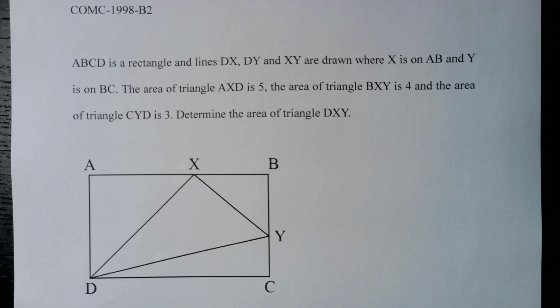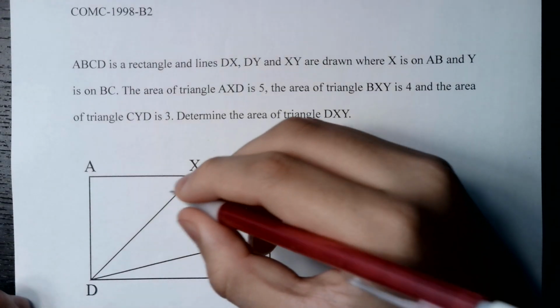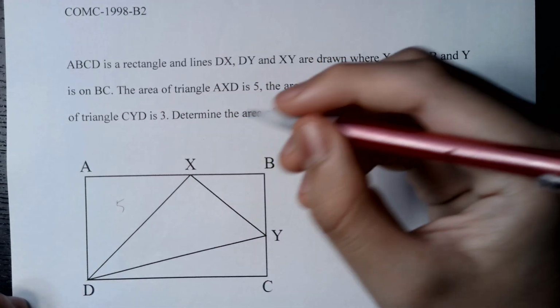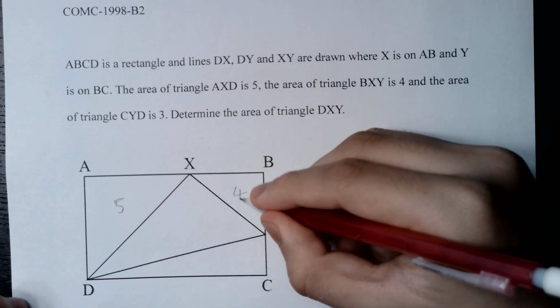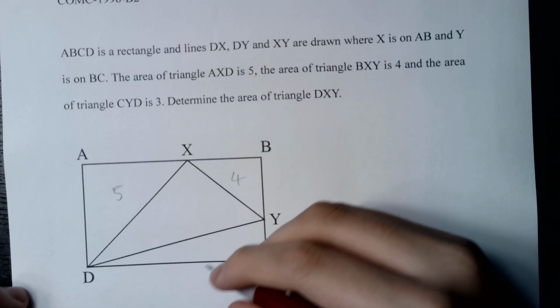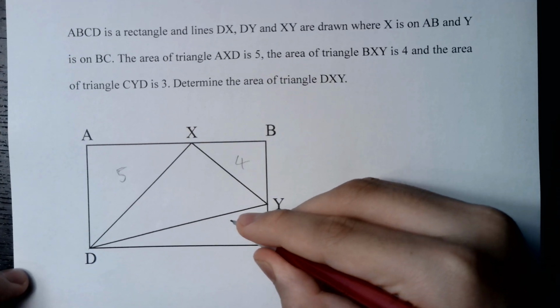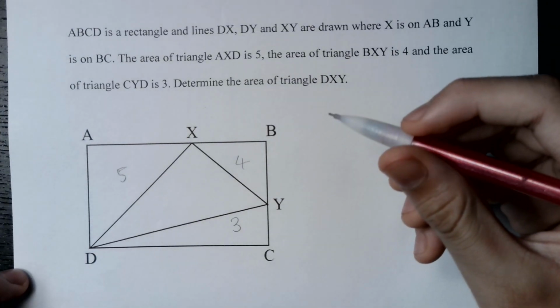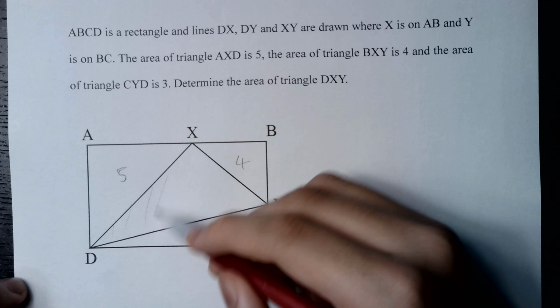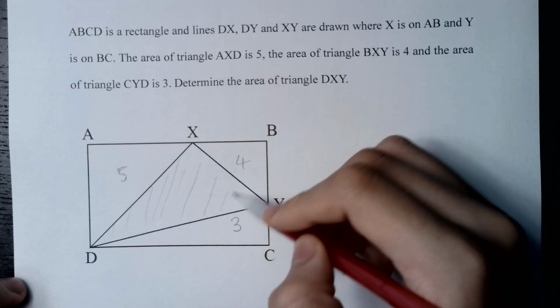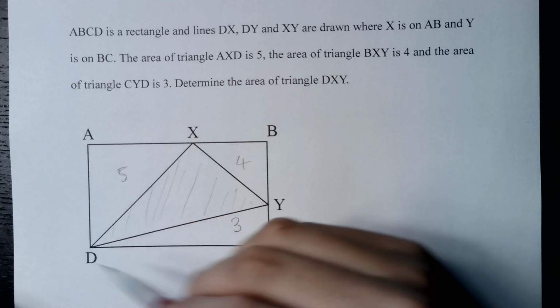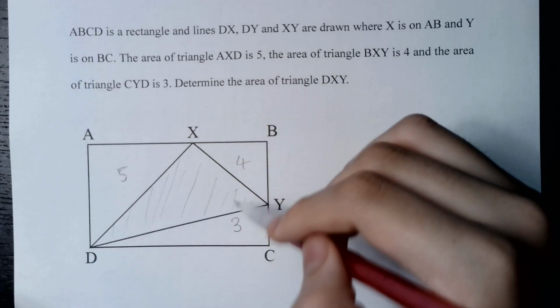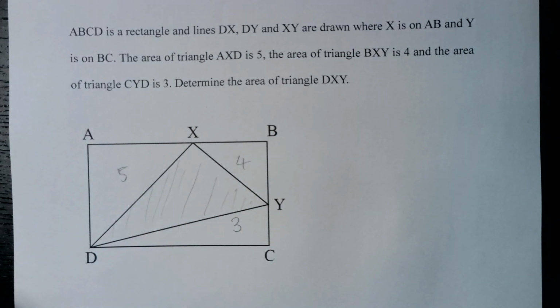So let's first label out all the areas. The area of this section is going to be 5. The area of this section is going to be 4. And the area of this section down here is going to be 3. Now we need to solve this part right here, DXY. What you can also see here is that DXY is just going to be equal to the entire area minus these 3 triangles in the corner.